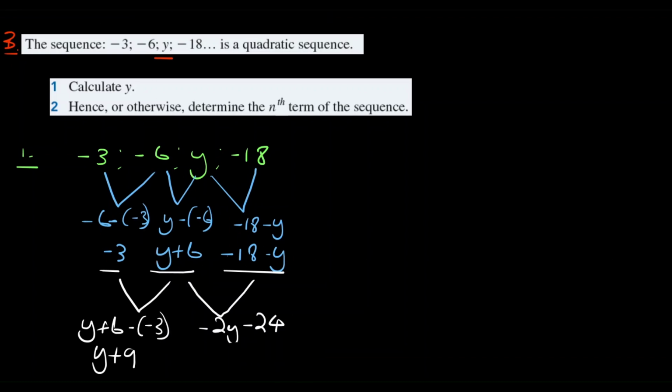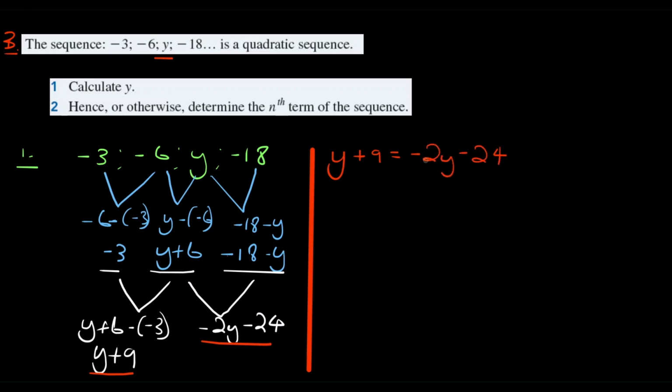So we know that these two values should be equal. Remember the properties of a quadratic sequence: the second differences are constant. So we can expand on that knowledge and use that to our advantage. We're going to equate the two values. We're going to say y plus 9 is equal to -2y minus 24. And we're going to solve for y.